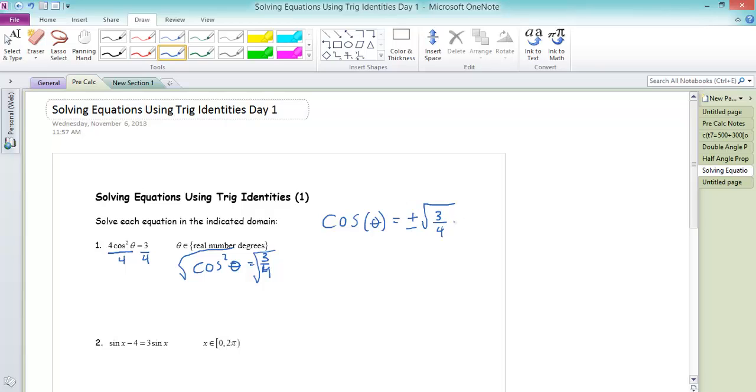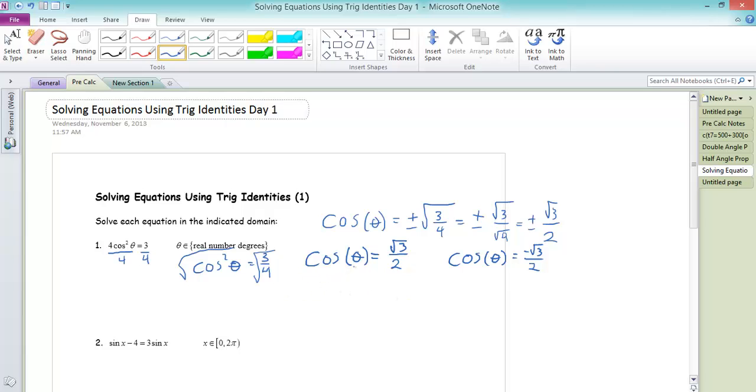So now that I have this, I'm going to simplify it a little bit further. This is equal to root 3 over root 4, which is equal to plus or minus square root of 3 over 2. Okay, so now I've broken up my one equation into two separate equations, and I have the cosine of theta is equal to positive square root of 3 over 2, and the cosine of theta is equal to negative root 3 over 2.